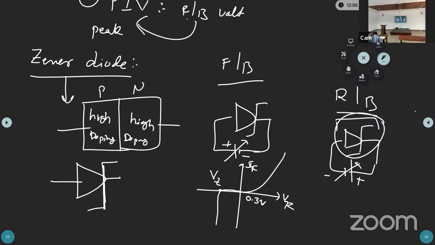Now, GNR diode. What is the difference between the GNR and the PN junction diode? What is the difference? What is the difference between the PN junction diode and the GNR diode?